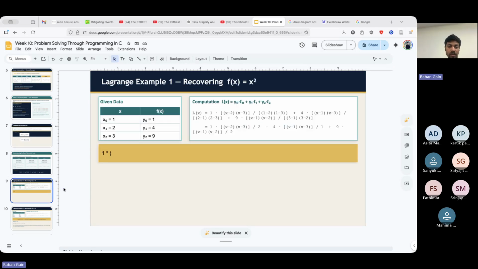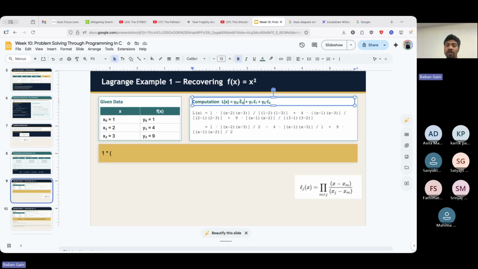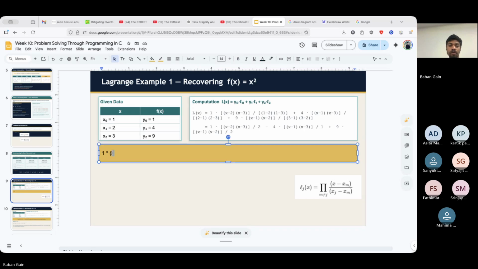You also copy this one here. From this formula, what you have to write in the numerator, you have x minus xm. So m means every x value other than itself, like L0. So basically here, forget about this 2, y0, L0. So for L0, I have to consider x values of this and this. So it will be like x minus 2 multiplied by x minus 3. All right, and this is done.